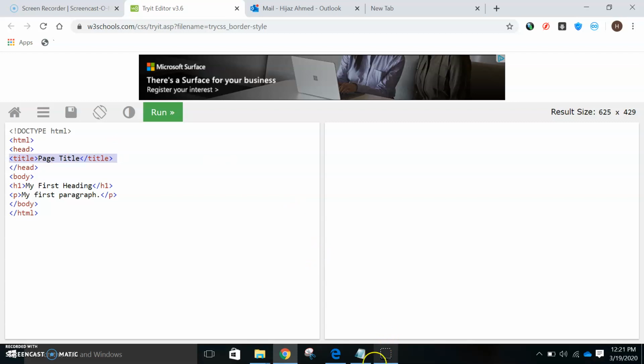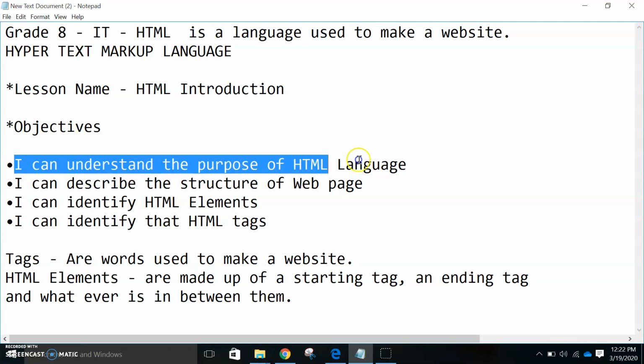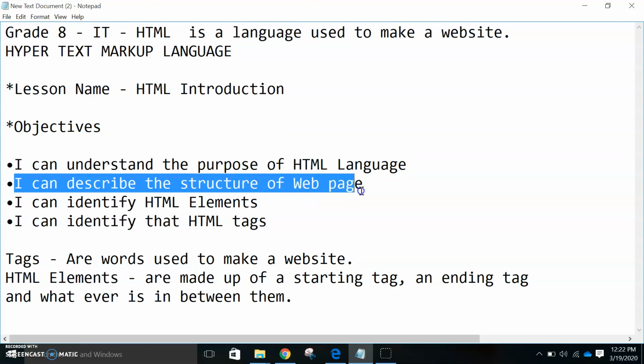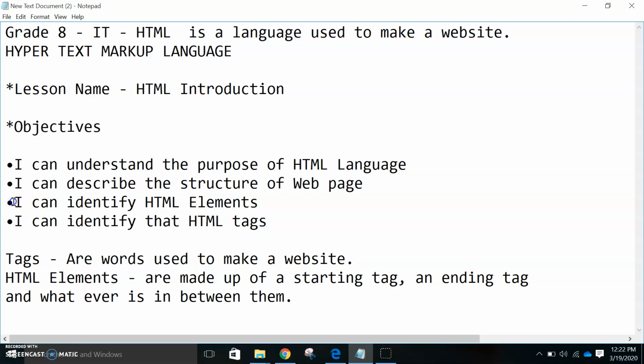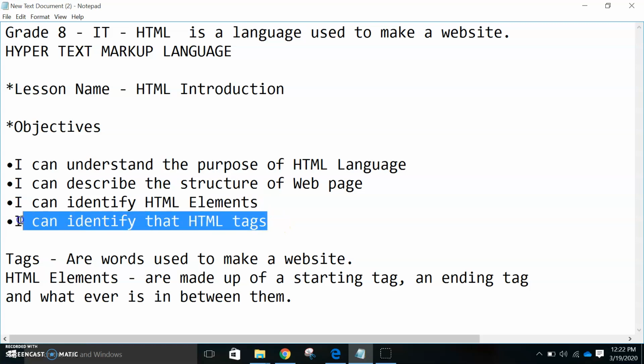I hope you understood all this, and please make sure that you do whatever is mentioned in the objectives. First objective, I can understand the purpose of HTML language. I told you it is to make a website, and I can describe the structure of the web page. I know you didn't understand much about the structure of the web page, but you did understand something. That would be sufficient. And then you can identify HTML elements, you can identify HTML tags. That's all we would be doing for this week.